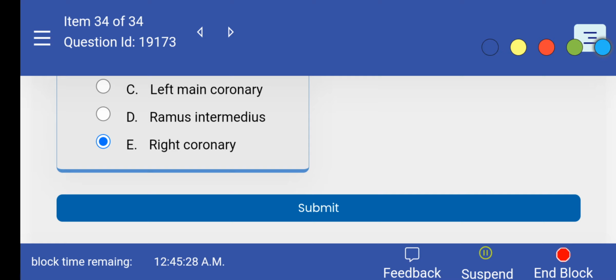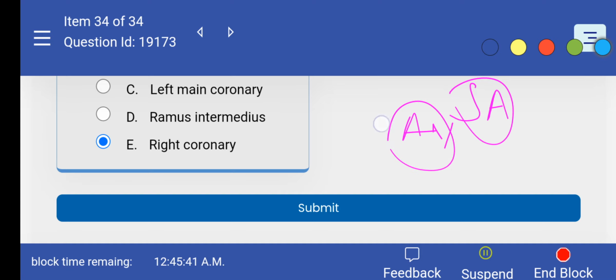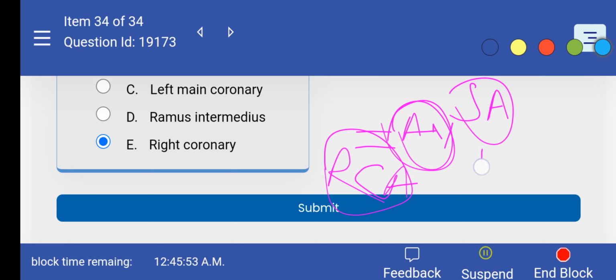But a point to be noted: if the patient was of left dominance, because the AV node and SA node are supplied by the dominant artery, right? In case of right dominance, this is supplied by the RCA, right? But in case of a left dominant patient, that would be the case of the left circumflex, because that would be supplied by this.